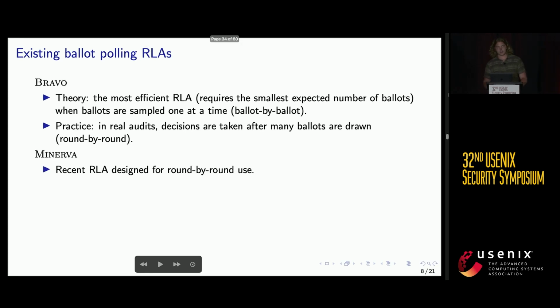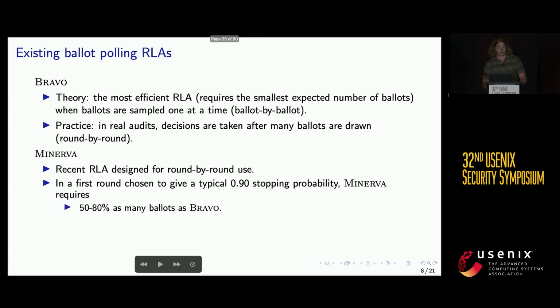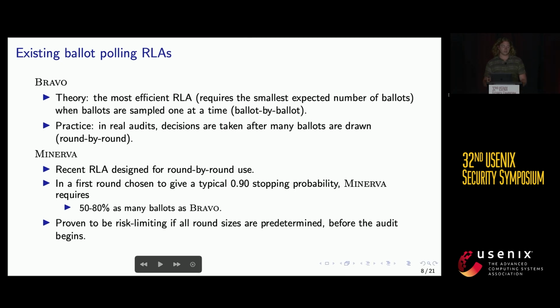MINERVA is a more recent RLA designed specifically for round by round use. And it's more efficient as a consequence. So in a first round chosen to give a typical 90% probability of stopping, MINERVA requires 50 to 80% as many ballots as Bravo. However, MINERVA is only proven to be risk limiting if all round sizes are predetermined before the audit begins.